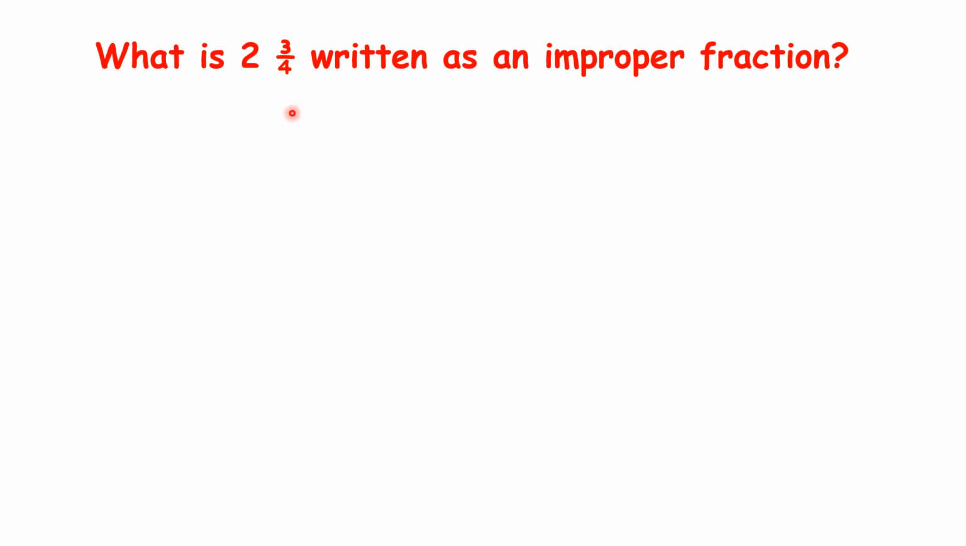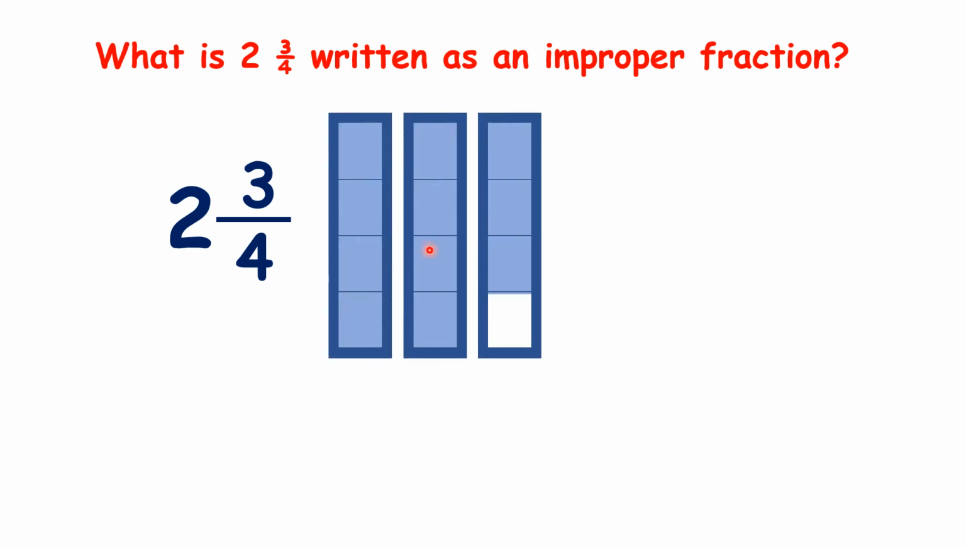Now, what is 2 and 3/4 written as an improper fraction? So 2 and 3/4 means 2 wholes, so 2 whole rectangles in this case, and then 3/4 of another one. And notice how I've drawn 2 and 3/4. The wholes are divided into 4 as well, it's just that all 4 pieces are coloured. That makes it easier for us to convert it into an improper fraction.